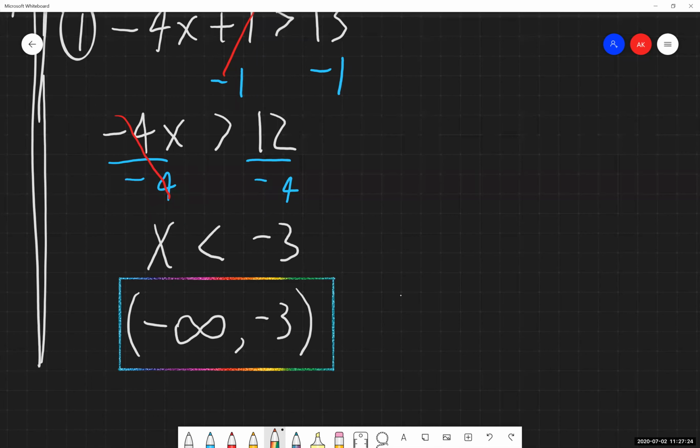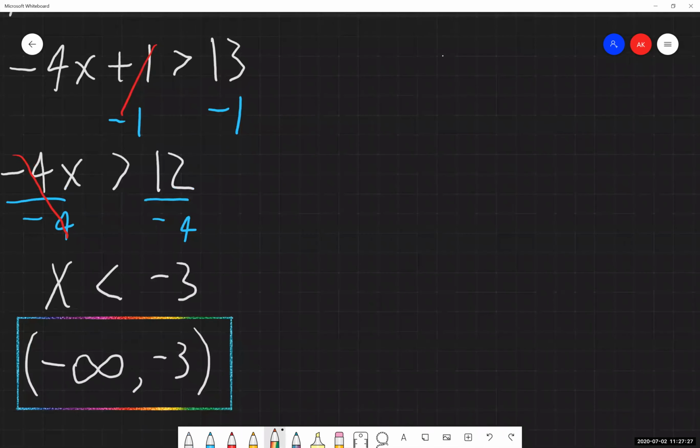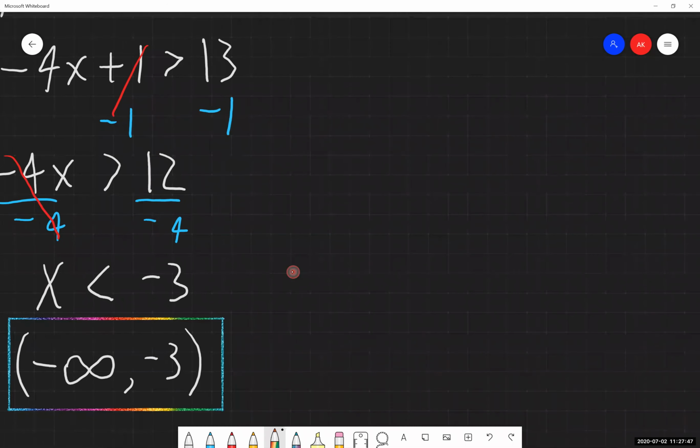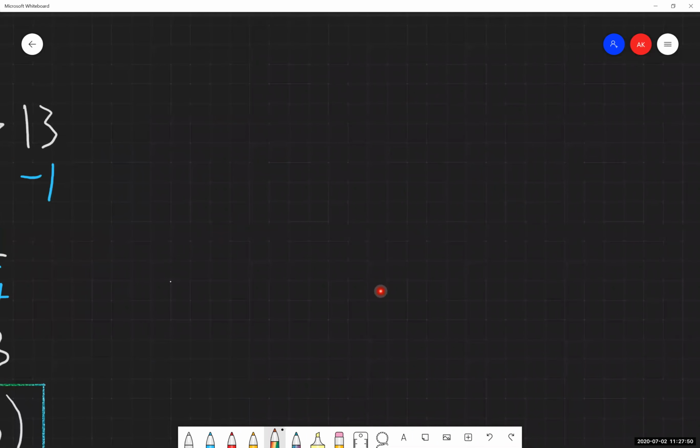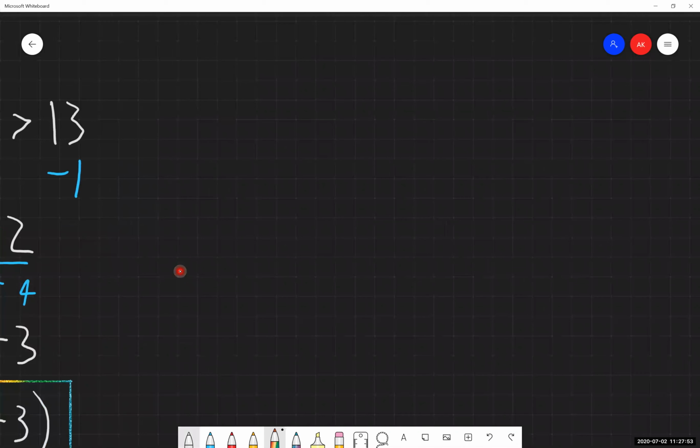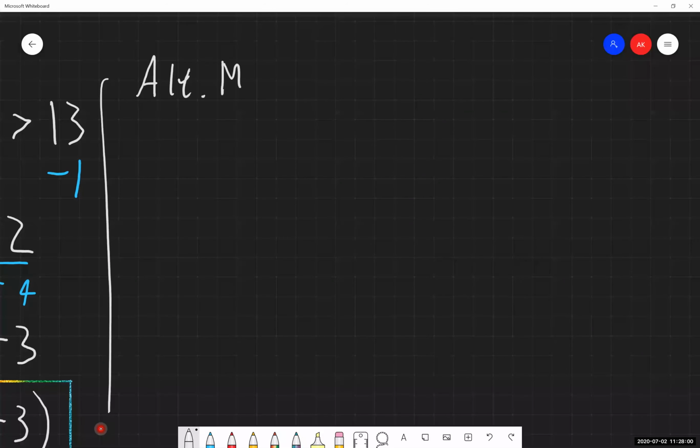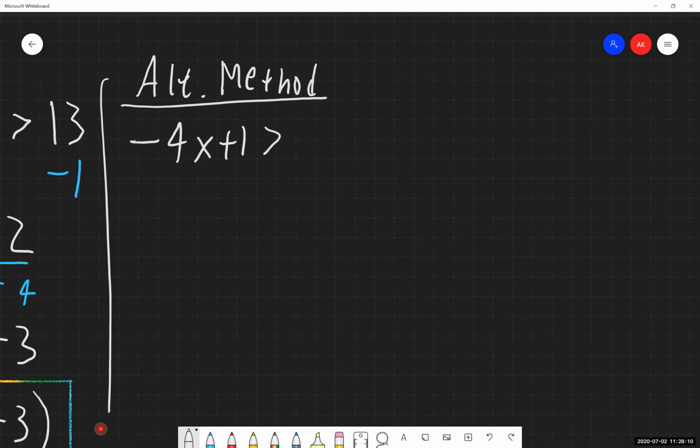Now I'm going to illustrate with the same problem why we end up needing to flip our inequality in the middle here, because it's not particularly clear as to why. I'm going to work through this problem using a slightly different method, but it will get us to the exact same answer, and it should highlight why we need to flip this. So alternative method. We are starting with negative 4x plus 1 is greater than 13.